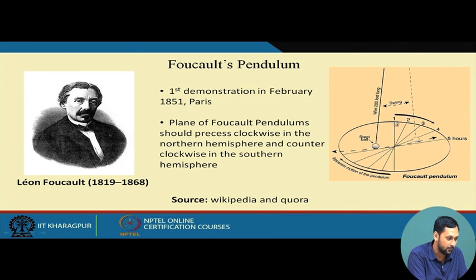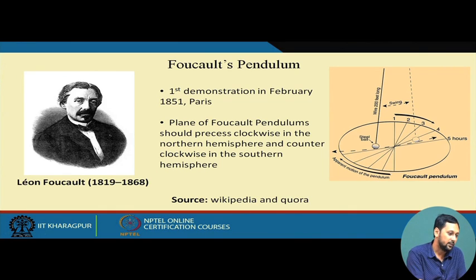Now, here it's actually a cartoon picture, not the exact values, but let us assume that it is something close to reality. So, initially the swing of the pendulum was along this line 1. Let us say after 1 hour it has moved from point 1 to point 2, after 1 more hour it has moved from 2 to 3. So, the plane of the pendulum was constantly rotating.